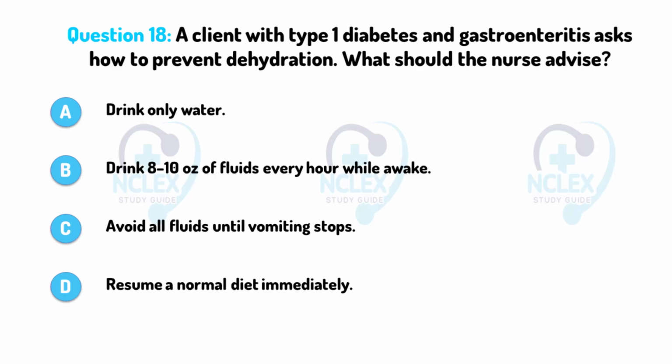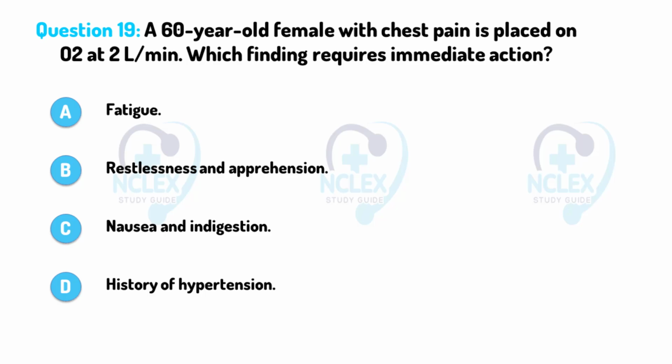DKA. Question 19. Scenario. A 60-year-old female with chest pain is placed on O2 at 2 liters per minute. Which finding requires immediate action? A. Fatigue. B. Restlessness and apprehension. C. Nausea and indigestion. D. History of hypertension.